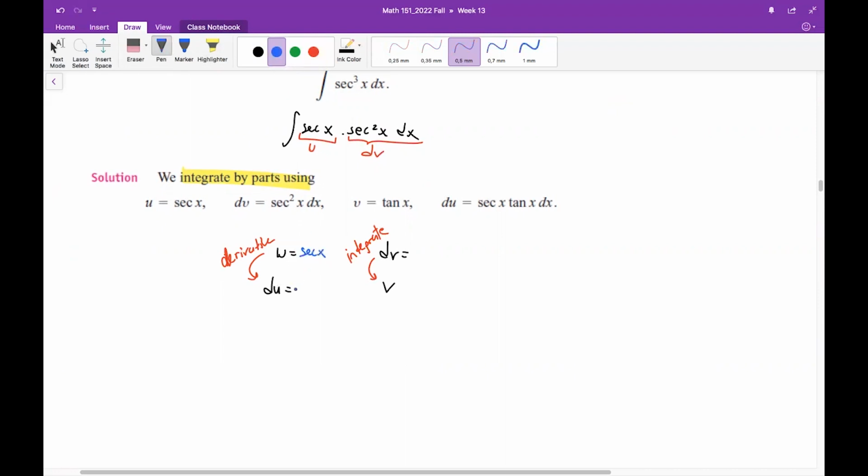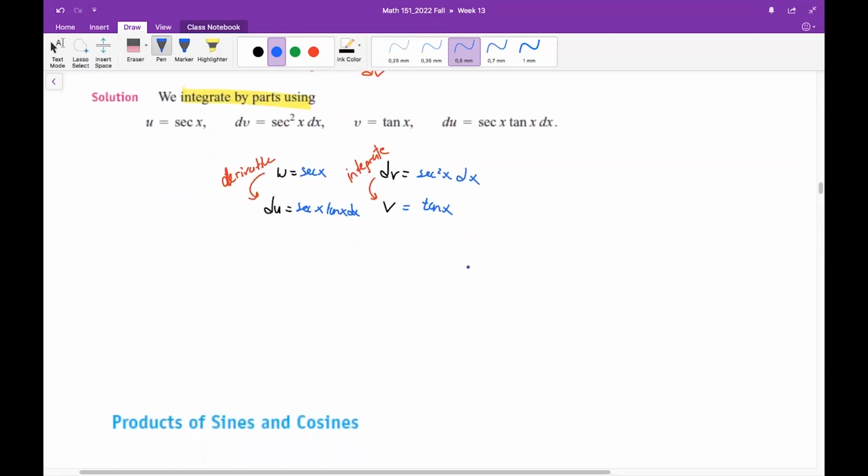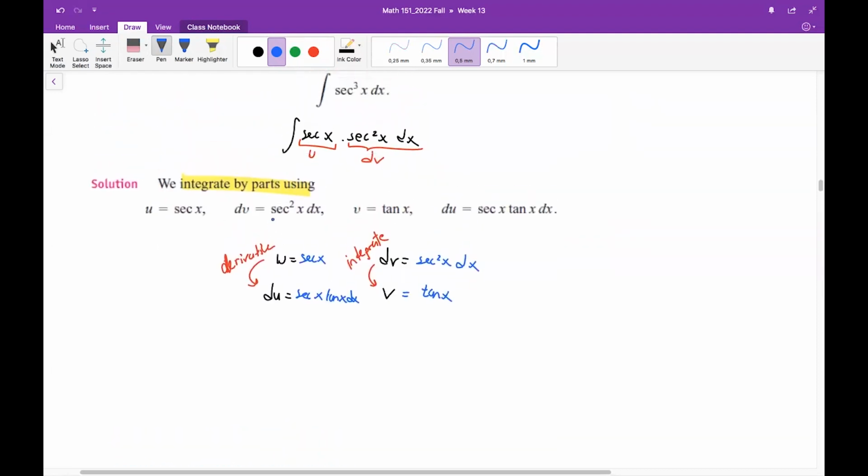Then what is the derivative of secant x? It is secant x times tangent x dx. Okay, like this. What is dv? dv is secant square x dx. Then v is the integral of secant square x, which is tangent x, because the derivative of tangent is secant square, you know. And we are applying integration by parts here.